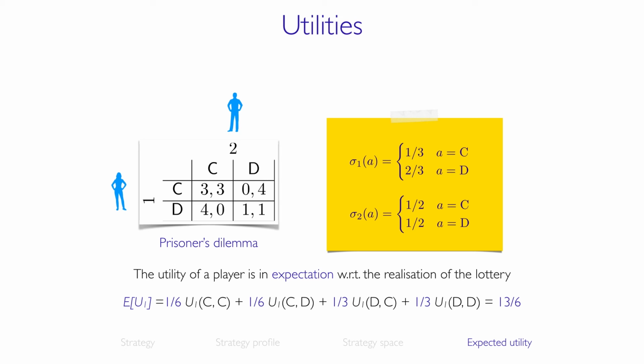Since we have a probability distribution over the outcomes, we cannot speak of a utility, but of expected utility. The expected utility of player 1 will be 1/6 multiplied by the utility for player 1 from CC, 1/6 multiplied by the utility for player 1 from CD, and so on. The result is 13/6.